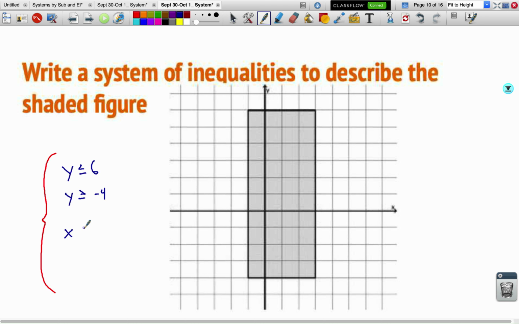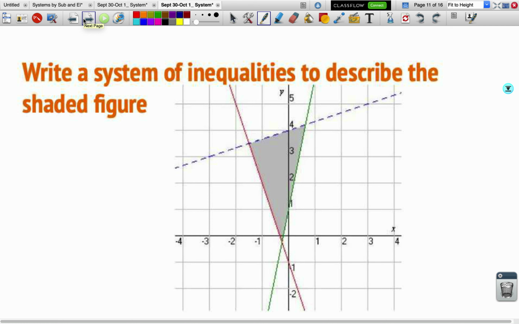x is greater than or equal to -1 for the left boundary, and x is less than or equal to 3 for the right boundary. And there's my system of inequalities that describes this. Let's try it again with this graph.